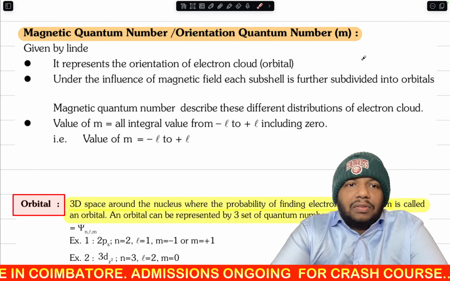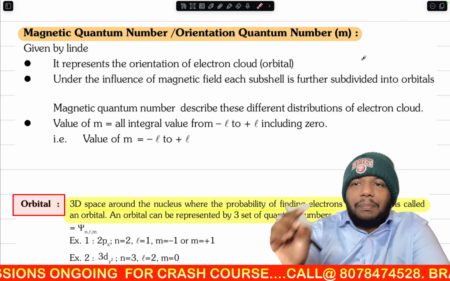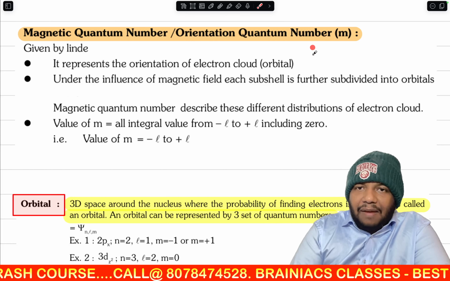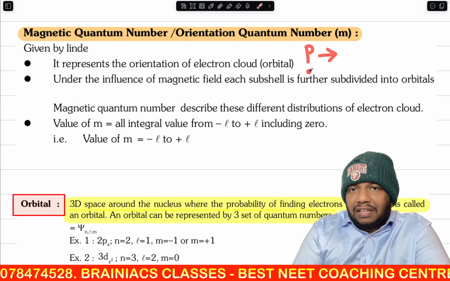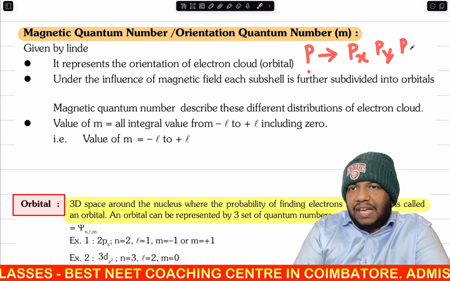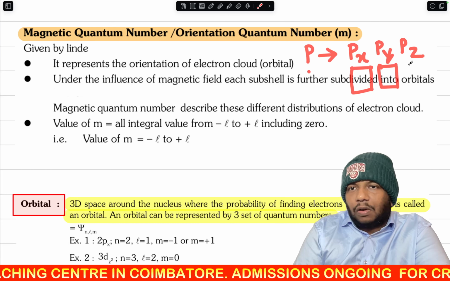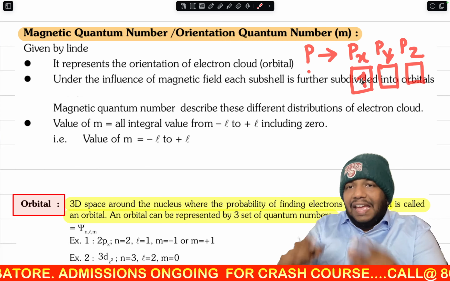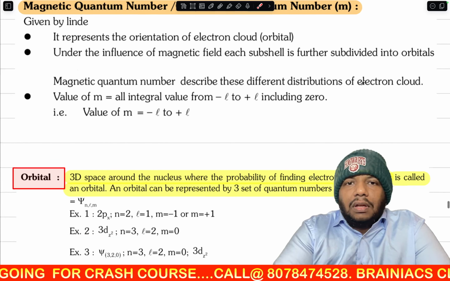Okay. So I can say under the influence of the magnetic field, each subshell is further subdivided into different small orbitals. For example, I have a P subshell. Now I can easily say this P subshell, under the influence of the magnetic field, is further divided into Px, Py and Pz. This Px is called a single orbital, Py is called another single orbital, and Pz is called another orbital. So when an electron is present in the Px orbital, I can say its orientation is in the x direction. Clear? Very simple. Okay, hope you understood.